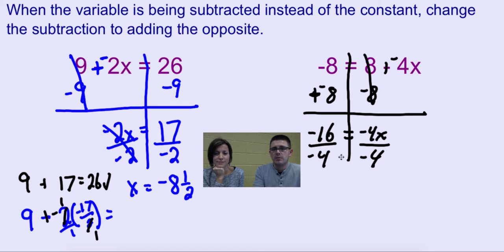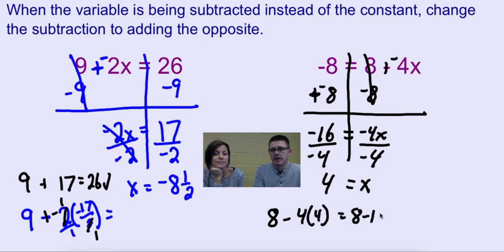And I'm going to do the same thing on both sides. Again, I want everything to drop out except for the x. And I get a +4. Quick check, 8 minus 4 times 4 is 8 minus 16, which is really 8 plus -16, which gives me -8. That's what I wanted up here, so I know I am good.